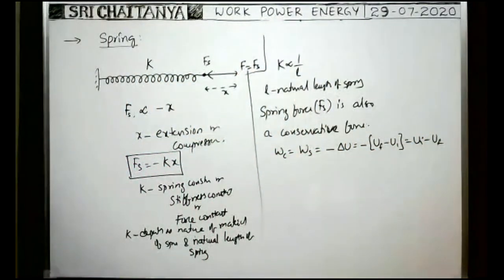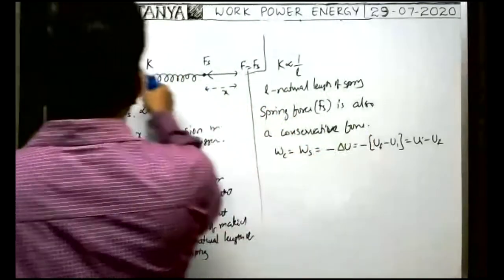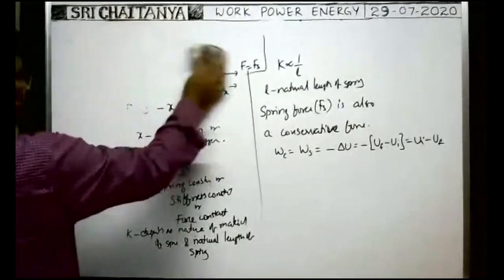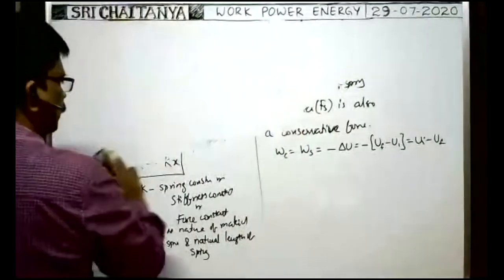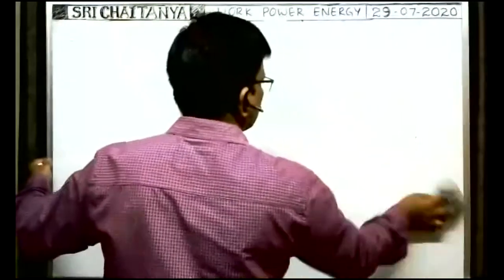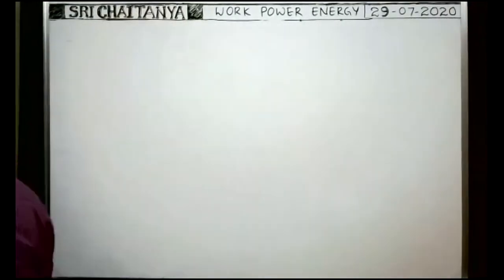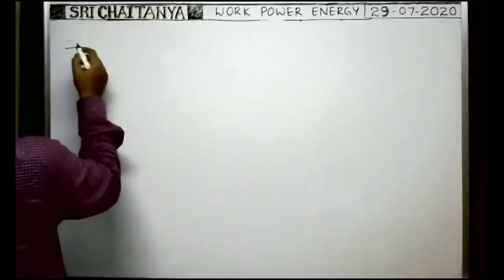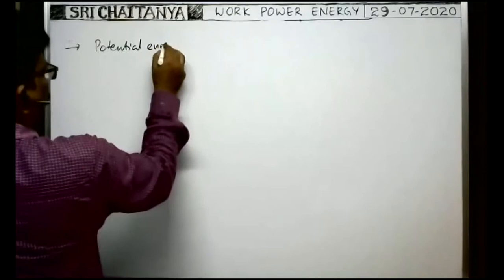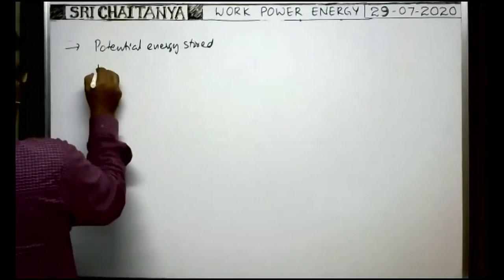Now we have to derive the formula for potential energy stored in the spring, or elastic potential energy stored in the spring.